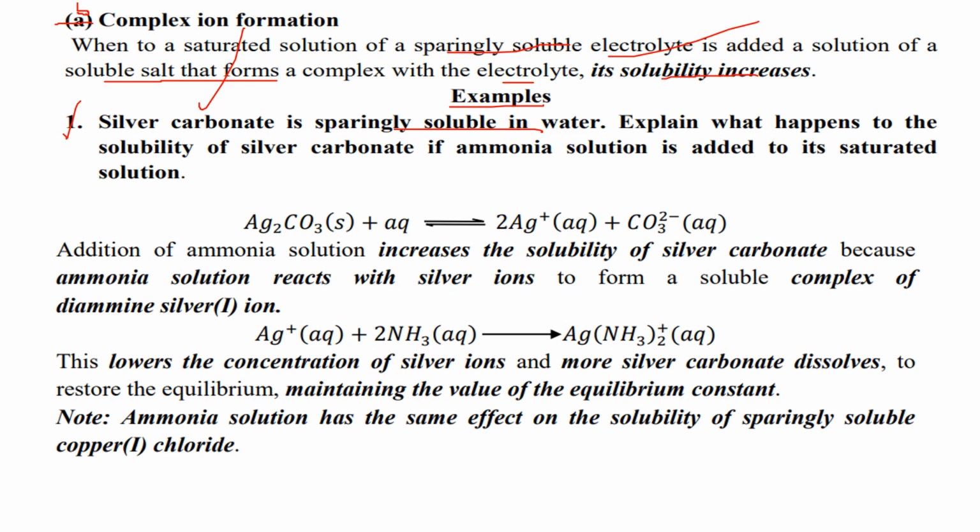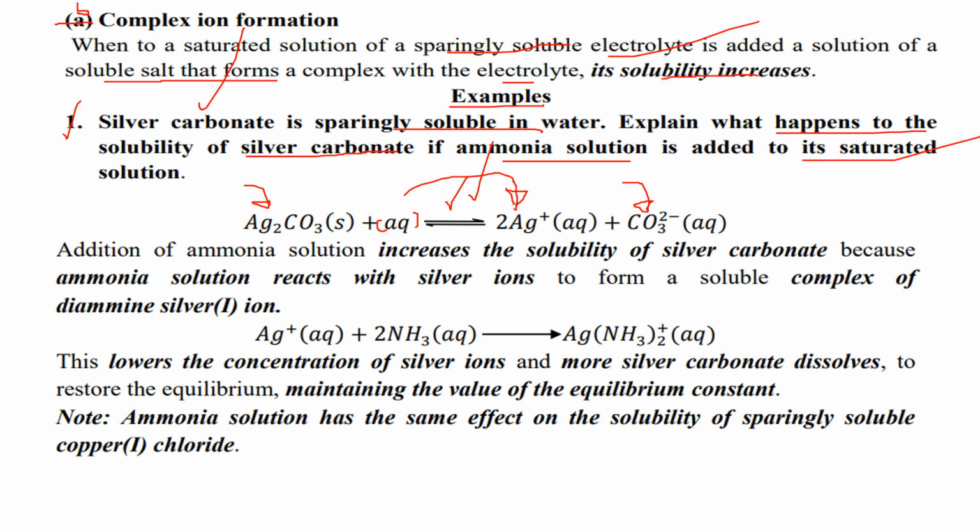Now we have to explain what happens to the solubility of the silver carbonate if ammonia solution is added to its saturated solution. Now if you're having silver carbonate, you first write its solubility equation, and the solubility equation for silver carbonate is going to be as follows. Once we dissolve it in solution, we get its ions present in the saturated solution as silver ions and then carbonate ions. After that, we are going to say that addition of ammonia.